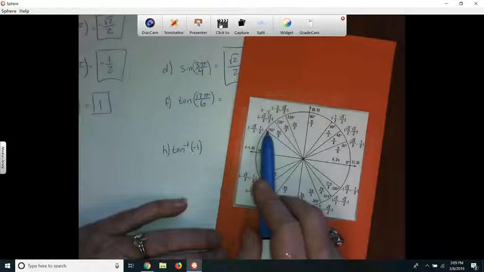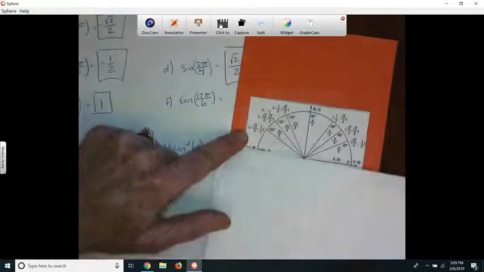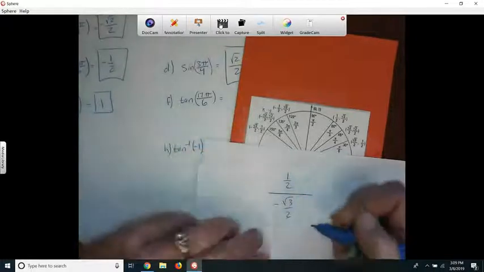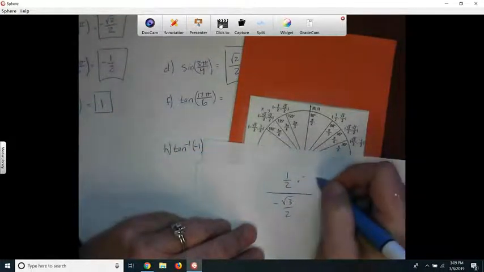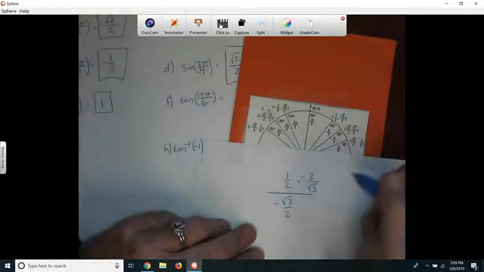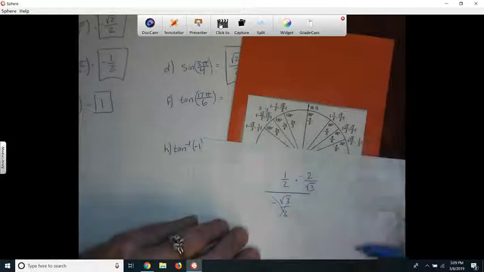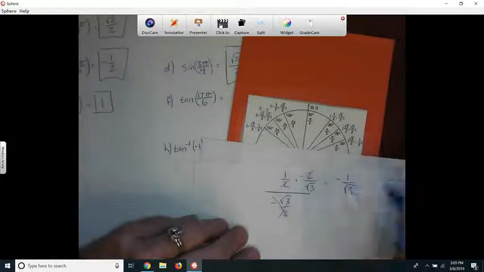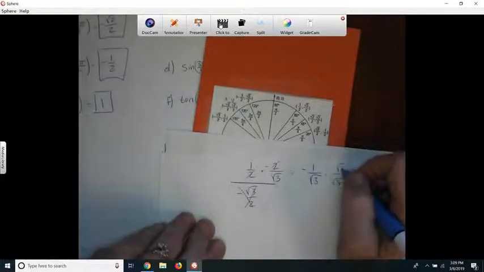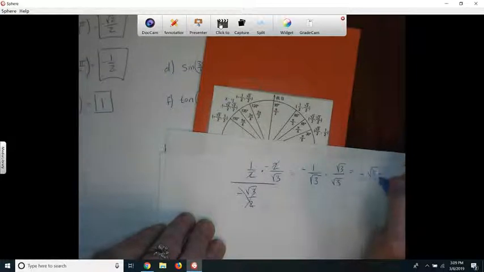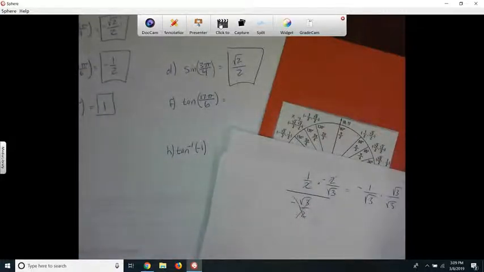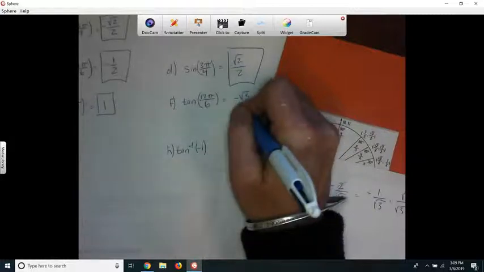And they want the tangent. So tangent is sine over cosine. So it's going to be 1/2 over negative root 3 over 2. This time I'm just going to flip and multiply if you don't mind. So that went away. I multiplied by the reciprocal. These cancel out, and I get negative 1 over root 3. If I rationalize that, I can rationalize it like this, and that will show up as negative root 3 over 3. Your answer book has it both ways. I'll just leave it as negative root 3 over 3 since I did all that work.